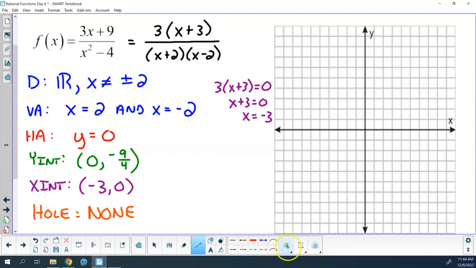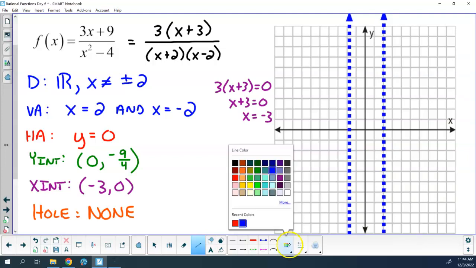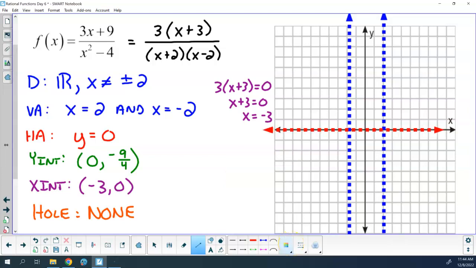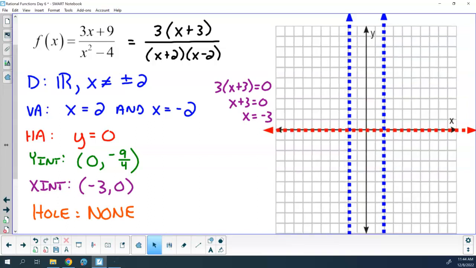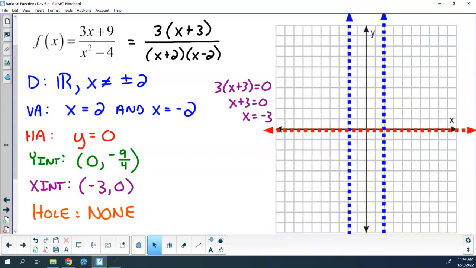All right, so first off, we've got a vertical asymptote there, and a vertical asymptote there, and then we've got a horizontal asymptote there. I should move that over because that's just a little OCD. Go up here with it. A little more space. All right, there we go.